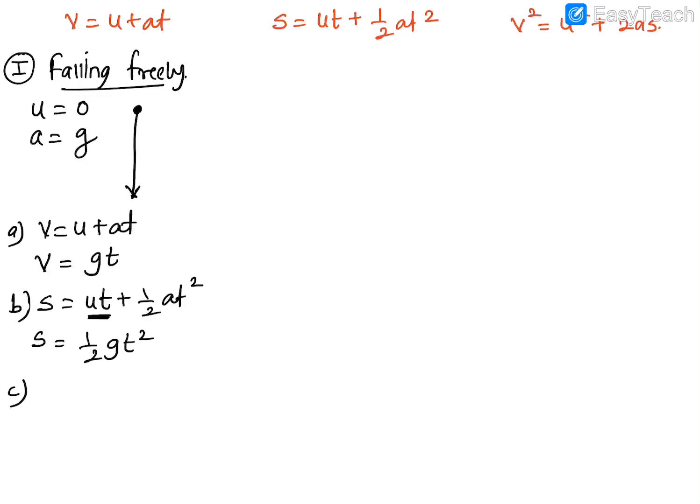Then C, the last part: V squared is equal to U squared plus 2AS. That's the third equation. But V is V only. U is 0. So 2gh. How did we get h? Because it's vertical, instead of displacement, we write height. If it is horizontal, we usually write S, distance or displacement. If it's vertical, we write h. So the formula becomes 2gh. So now when they say a body is falling freely, you can directly use this formula.